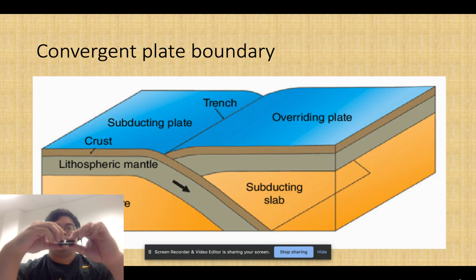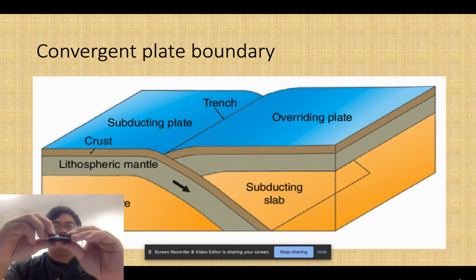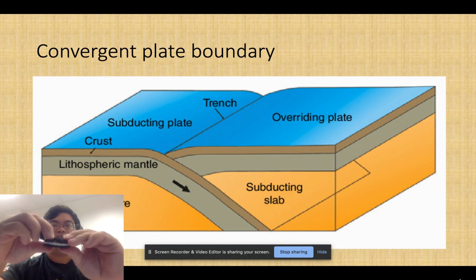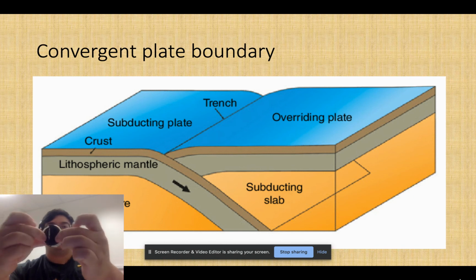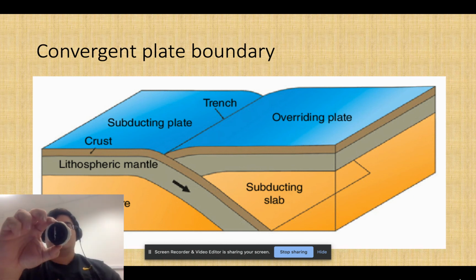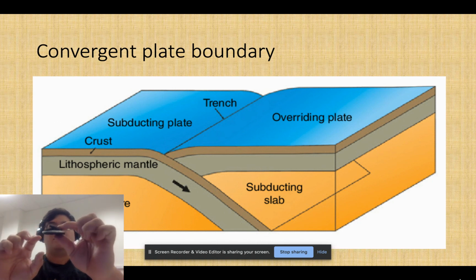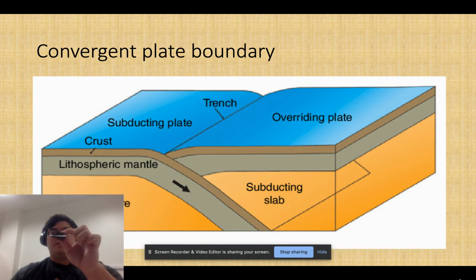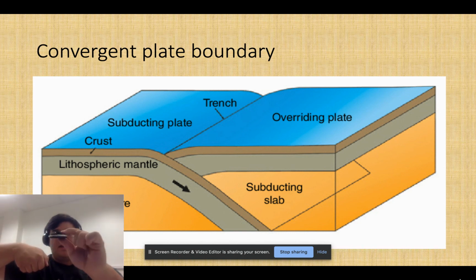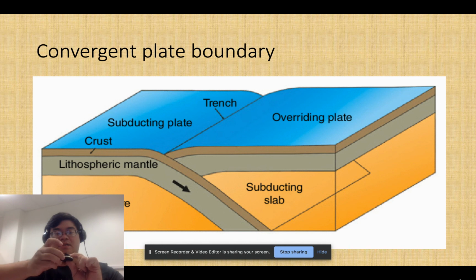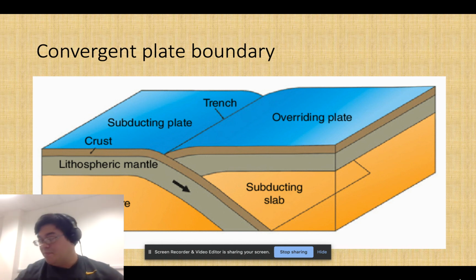So press down, and then you're going to push this side, the subducting plate, down into the mantle, and then this side over. So it looks like that. Okay? Now, take a picture of this cookie from the top and from the side, and then turn that in as your convergent plate boundary cookie.